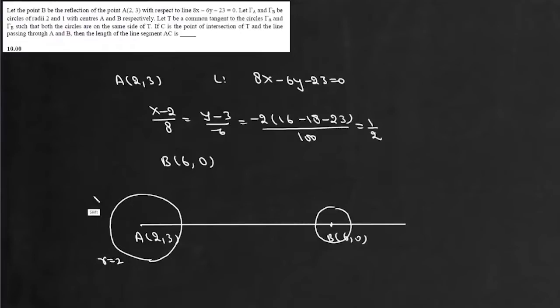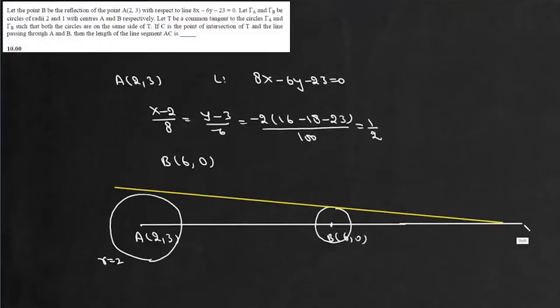T is a direct common tangent between the two circles, and this direct common tangent intersects this line joining AB at this point C. We have to find this AC. Now we know that this C is going to divide AB in the ratio R1 is to R2. So we'll divide AB in the ratio 2 is to 1 externally.